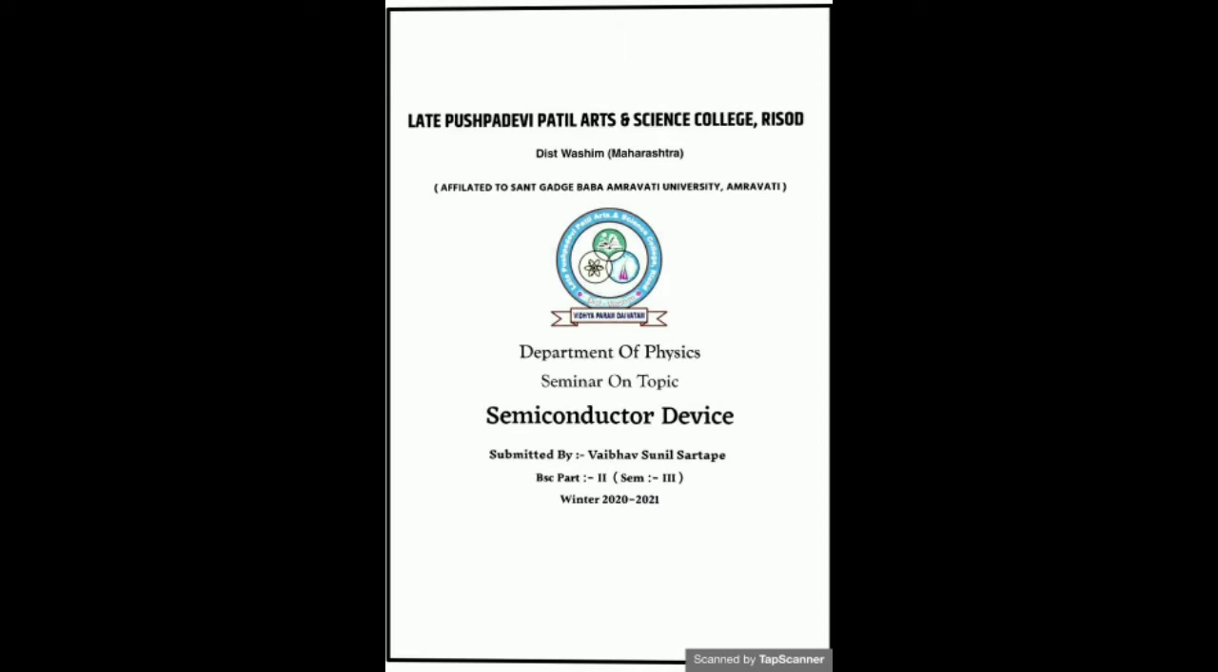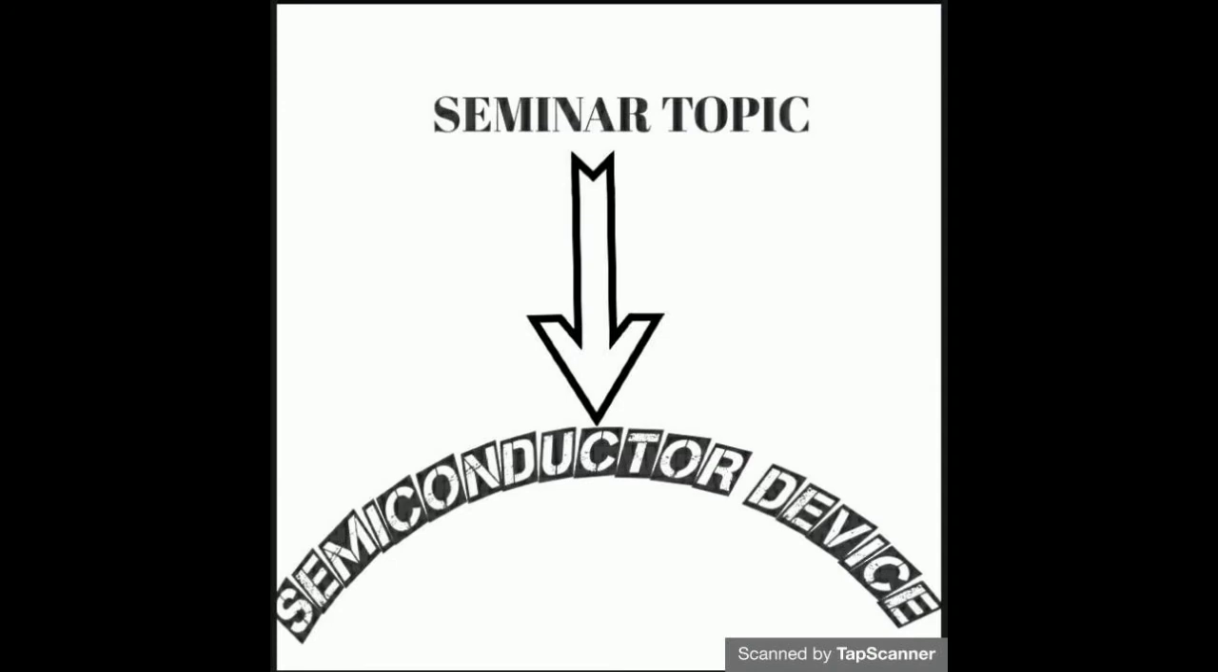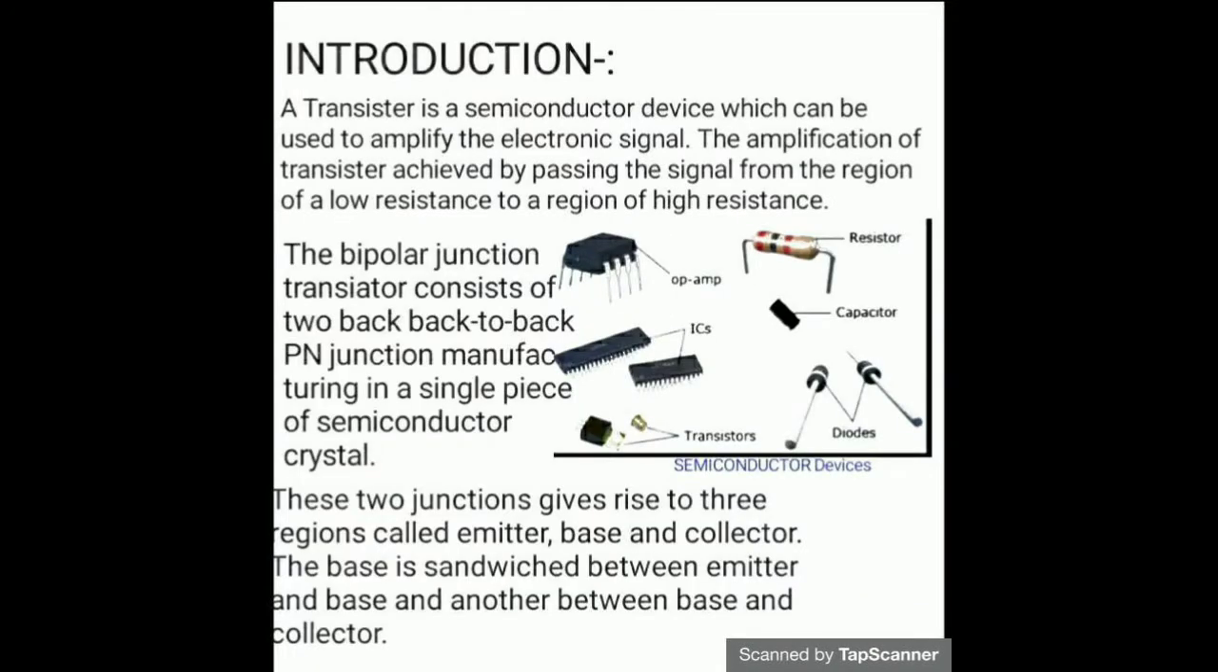So today we will discuss about semiconductor device. A semiconductor device is an electronic component. The amplification of a transistor is achieved by passing the signal from a region of low resistance to a region of high resistance. The bipolar junction transistor consists of two back-to-back PN junctions manufactured in a single piece of semiconductor crystal.